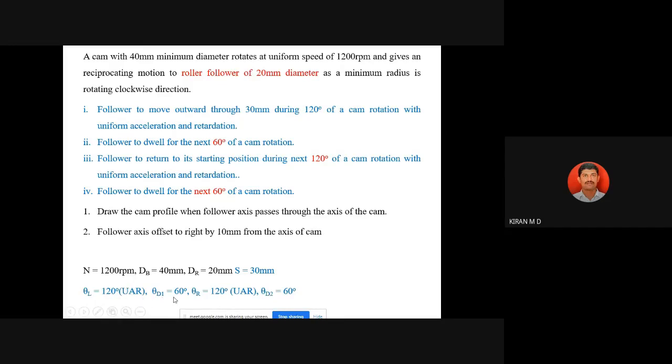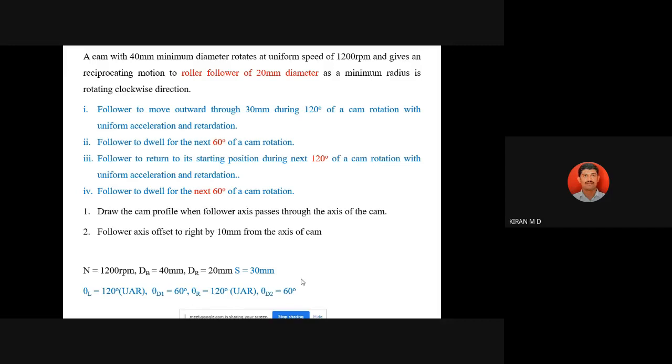Again, theta D1, dwell 1, is 60 degrees. Then theta R, meaning return, is 120 degrees with uniform acceleration and retardation. Next, the second dwell is 60 degrees. So this is the problem condition.